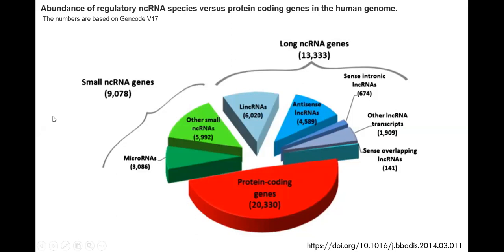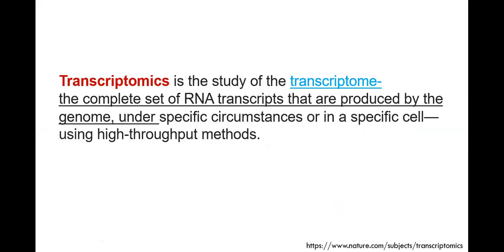So it should be noted that there is a repertoire of RNA molecules in a cell, with different sizes, different regulatory and functional roles, and proteome production roles. So here comes the study of transcriptomics. Transcriptomics is the study of the transcriptome, the whole set of RNA molecules present in a cell. That is called the complete set of RNA transcripts that are produced by the genome under specific circumstances or in a specific cell using high throughput methods. That is the definition of transcriptomics.